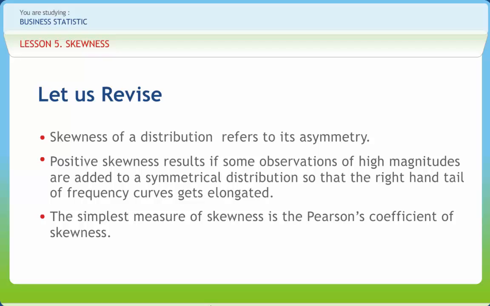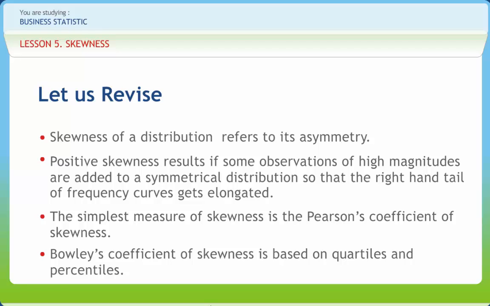The simplest measure of skewness is Pearson's coefficient of skewness, which equals mean minus mode divided by standard deviation. Bowley's coefficient of skewness is based on quartiles and percentiles, whereas it lies between -1 and +1. Q1 is the first quartile and Q3 is the third quartile, while MD is mode.